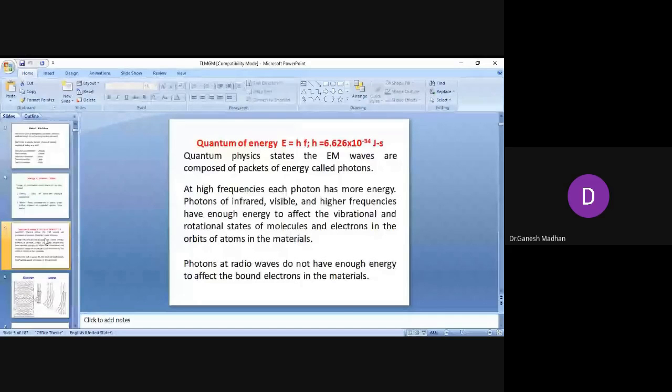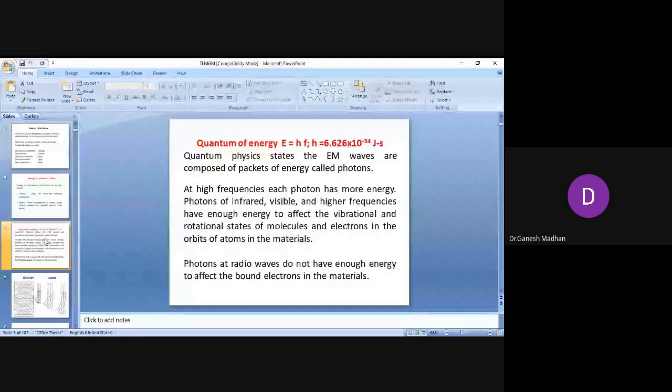So in this slide, right, we have to recollect the quantum physics concept. E equal to h nu, where energy is equal to Planck's constant into frequency. So this states that electromagnetic waves are composed of packets of energy called photons. So at high frequencies, each photon has more energy. So photons of infrared, visible and high frequencies have enough energy to affect the vibrational, rotational states of molecules.